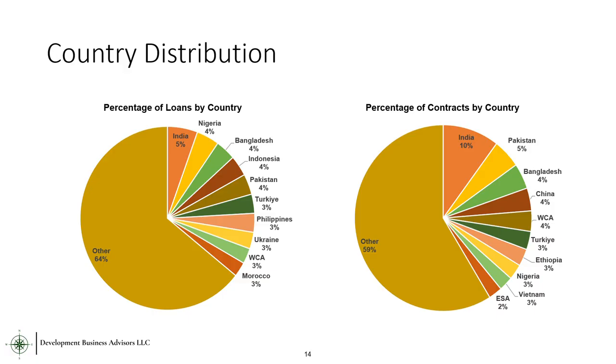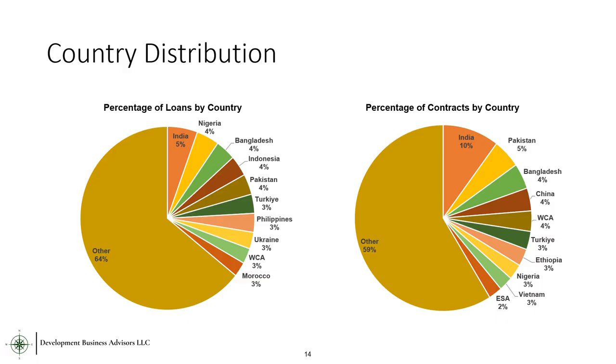On the left, you've got percentage of loans by country. These are the biggest borrowers of the World Bank: India, Nigeria, Bangladesh. This lending includes policy lending. If you look at percentage of contracts by country, there's a slightly different order here, and some different countries, depending on which countries have more investment project financing, and so more World Bank procurement.